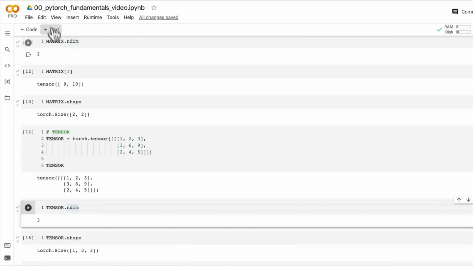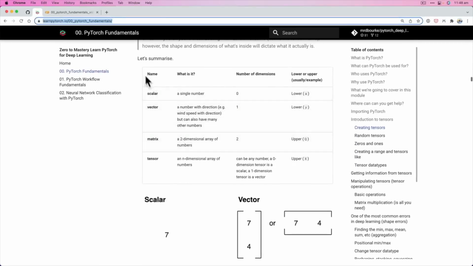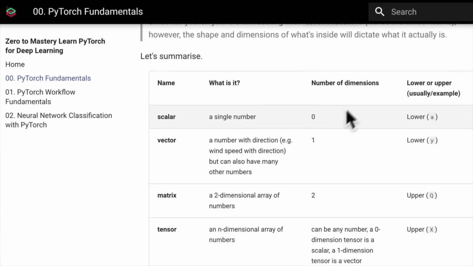And just for reference for that, if we come back to the course reference, we've got a scalar. What is it? A single number, number of dimensions, 0. We've got a vector, a number with direction, number of dimensions, 1. A matrix, a tensor. And now here's another little tidbit of the nomenclature of things, the naming of things.